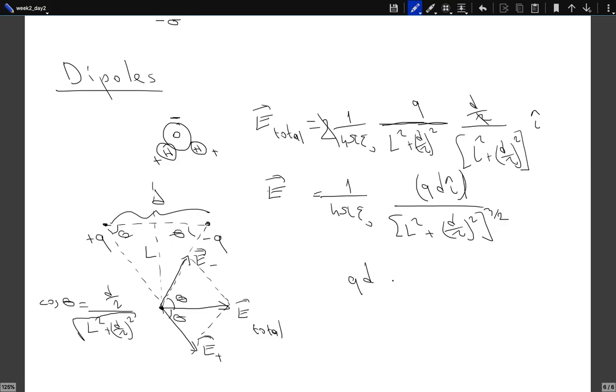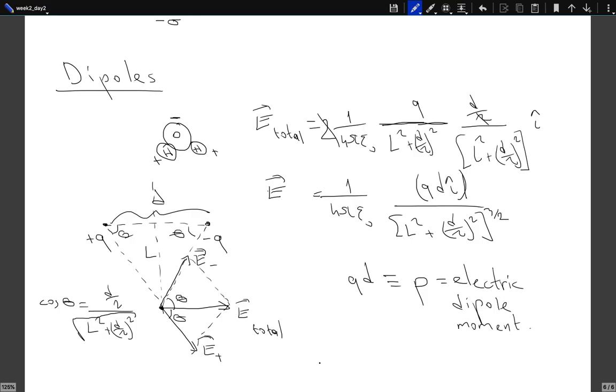Now this Q times D has a special name. You see, Q is the magnitude of the charge of any one of them. D is the distance between the charges. This is called the electric dipole moment. In fact, that is also a vector on its own. So this is the magnitude of the electric dipole moment. The direction is pointing from the negative charge towards the positive charge.